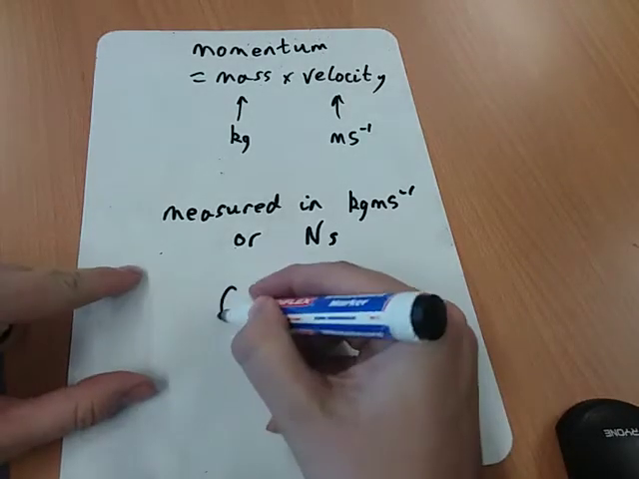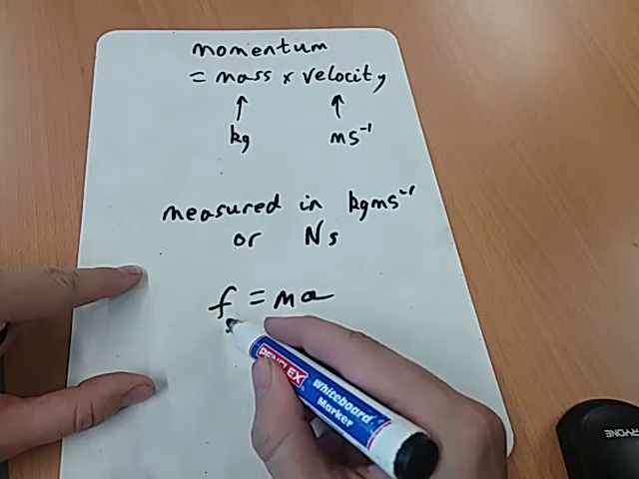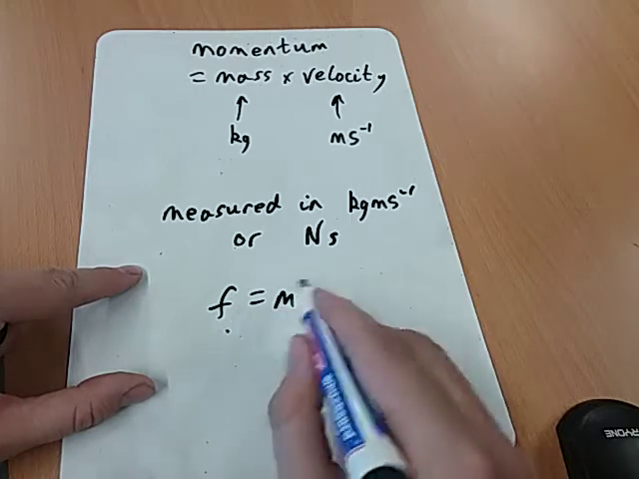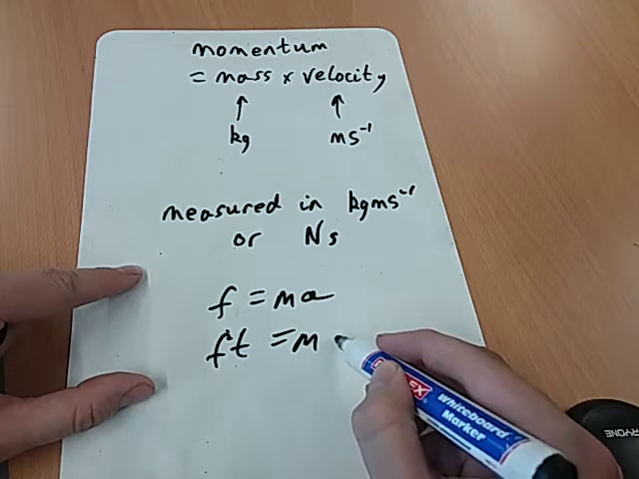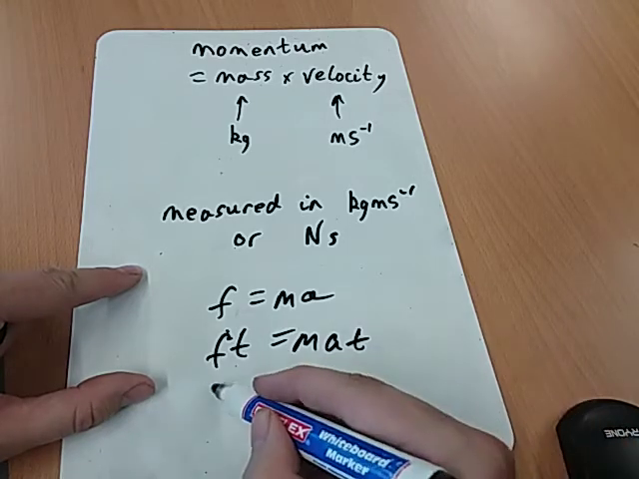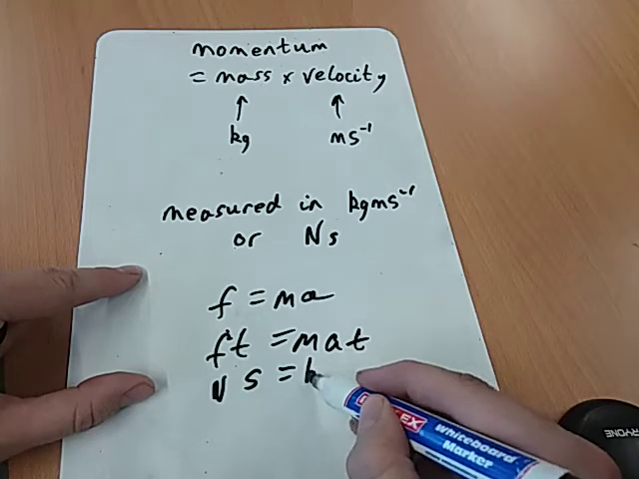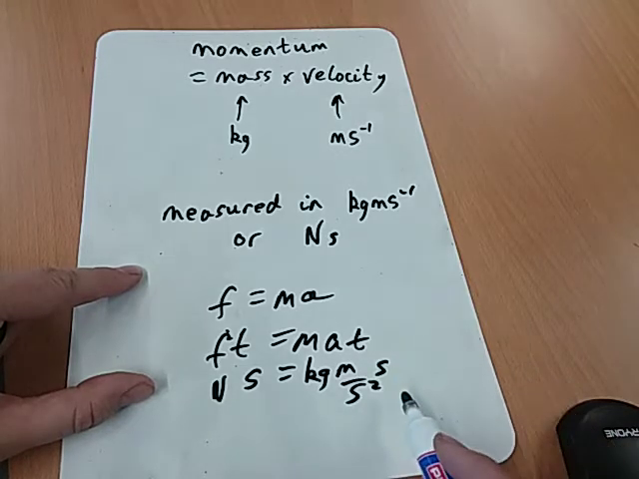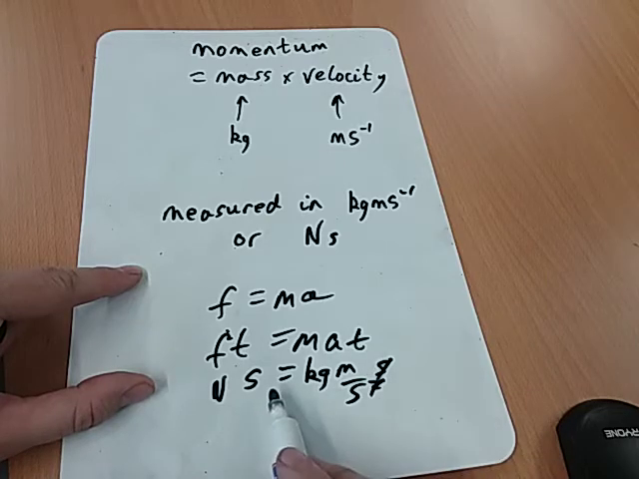So if you think about F equals ma, the force here is measured in newtons. So if I times both sides of this by time, we have that force times time is mass times acceleration times time. Well, this is newton seconds on this side. On this side, we'd have kilograms, meters over seconds squared, but times seconds, which would cancel out with those. And so kilograms meters per second is the same here as newton seconds.